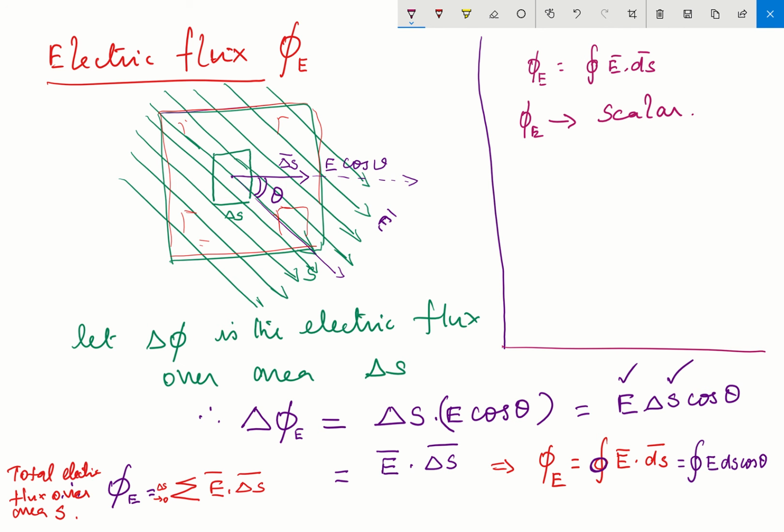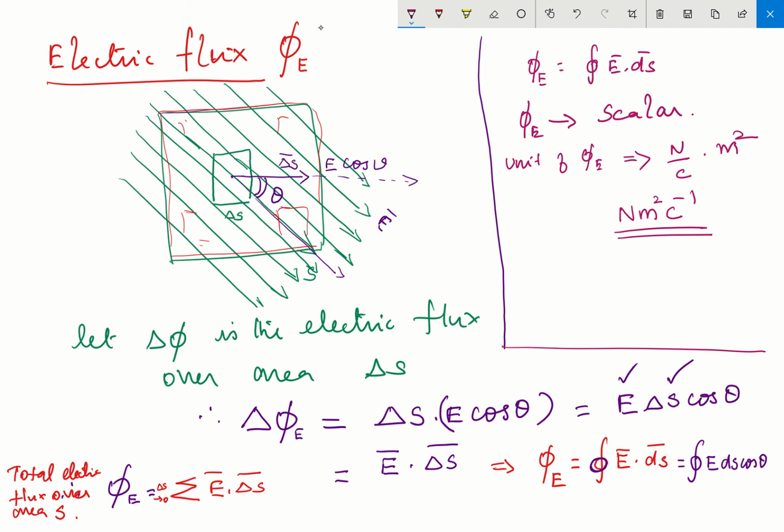Now, what is the unit of phi E? E is Newton per Coulomb. Then area, dS is nothing but area, meter square. Correct? Therefore, Newton meter square per Coulomb. This is the unit.